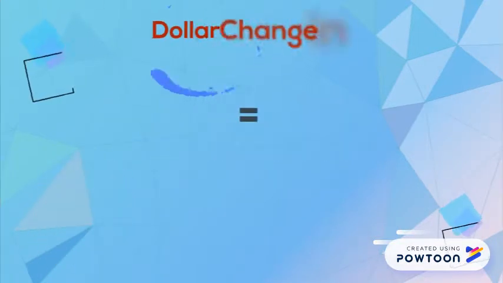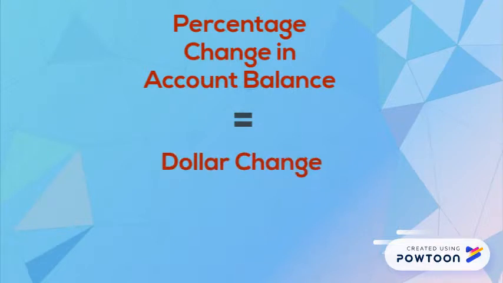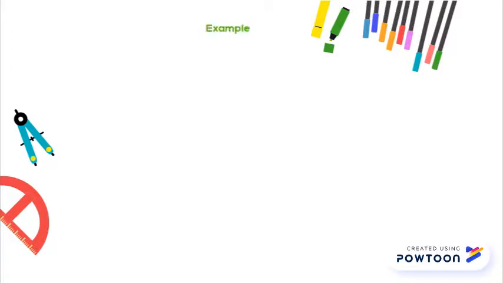The formula for the dollar change in account balance is given by the current year balance minus the prior year balance, while the percentage change in account balance takes the dollar change value from the previous equation, which is divided by the prior year balance. Let's apply this to Woolworths.